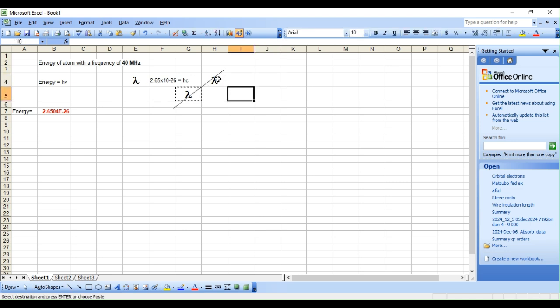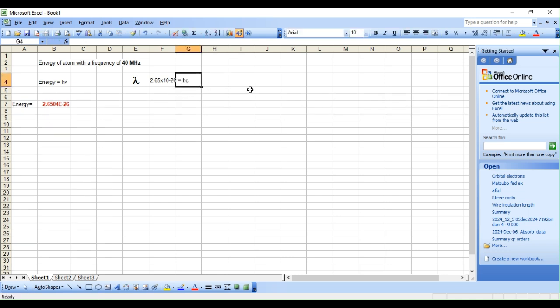Let me clean that up now. So that cancels out. So I'm left with lambda equals hc, and I'll make hc bigger. Hc is just Planck's constant times the speed of light. So lambda times the energy, 2.65 times 10 to the minus 26 equals hc.